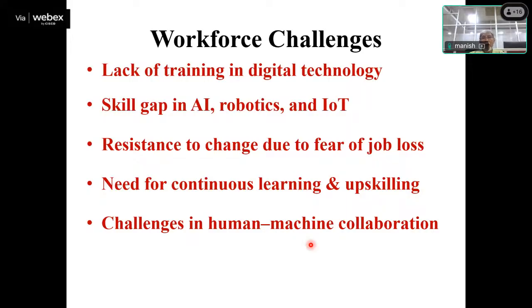Then, as a corollary to that, you can always say that there will always be a skill gap in artificial intelligence, robotics, and IIoT. I have already referred to that. Then there could be resistance from within the workforce due to the fear of job loss. Because whenever we are talking about the so-called high-end digital technology, what we call high-end is no longer high-end at some point of time when people will be familiar with that.